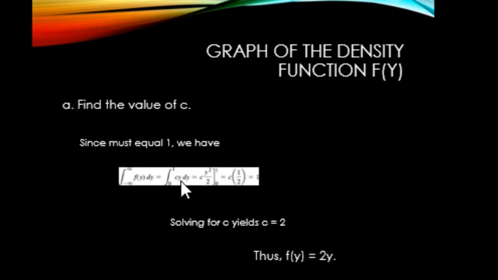Our function is c y, dy. The integral of y is y squared over 2, and our constant is c, with limits 0 and 1. So when we solve for this, we get c times 1/2 is 1. That means c is 2. So our final function f of y is 2y.